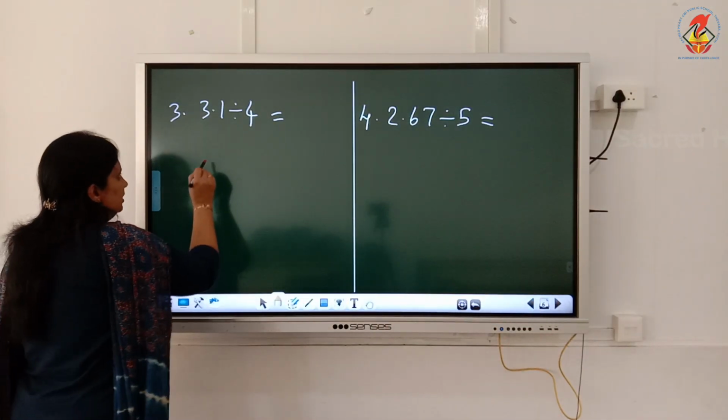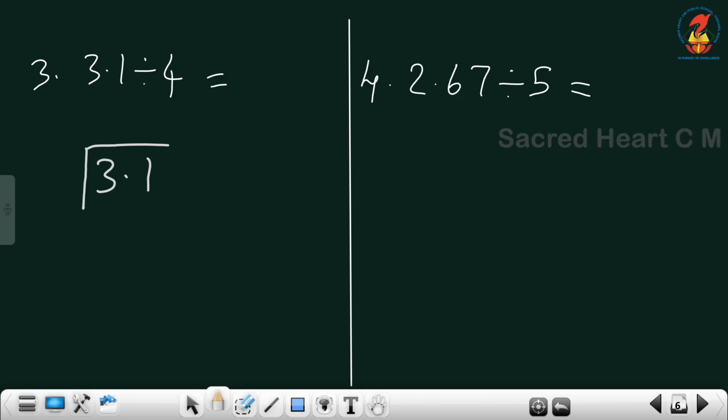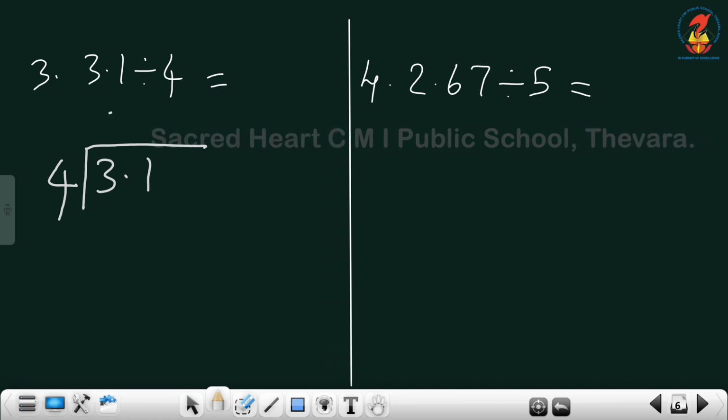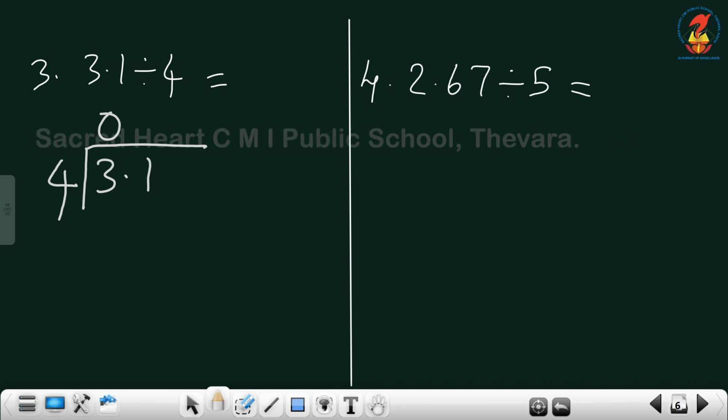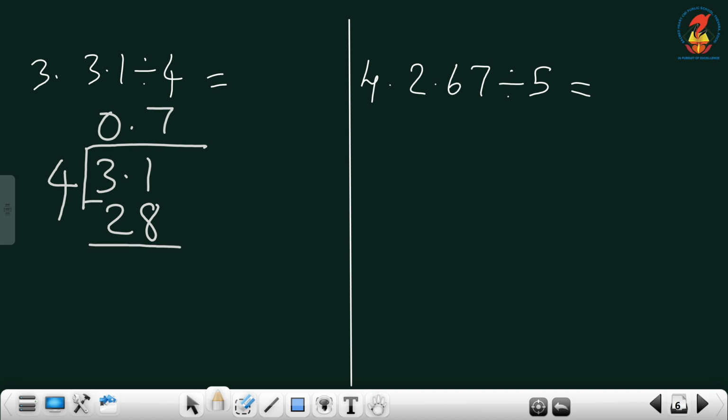The next one is 3.1 divided by 4. How is it possible? See, 3 is less than the divisor, so I need to put one 0 in the quotient. After that, I need to put this point. Then I can consider the first 2 digits together: 31. 4 7s are 28, 4 8s are 32, so I need to take 4 7s are 28. And the remainder is 3 only, right?